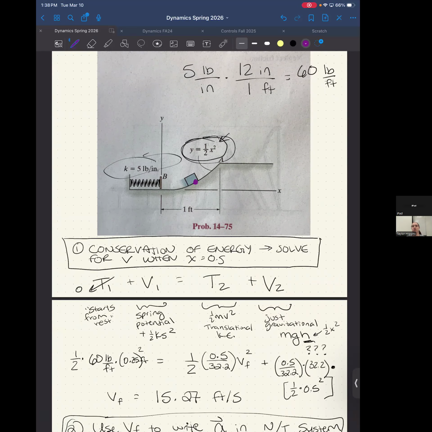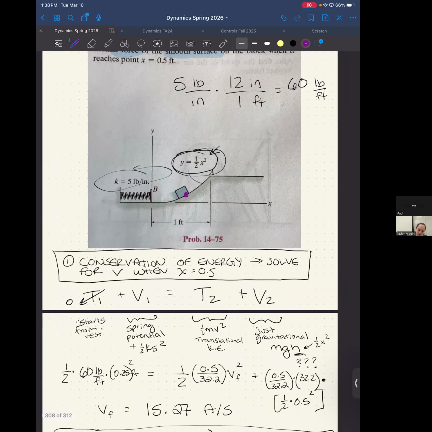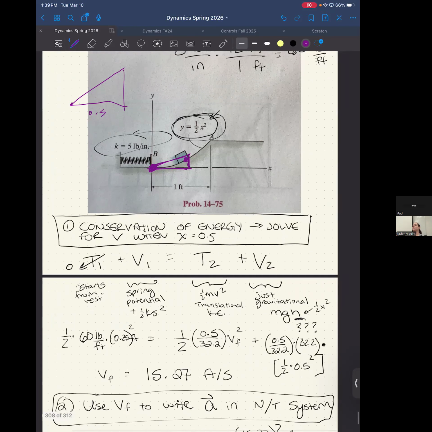Sam's killing himself over here. If you put 1/2 x squared all over x, you get 1/2 times x, which would be 0.25 in this problem. Okay, but what you're describing is 0.5 being the distance from the origin to my block, and then the height of that block at the moment, which is not the same as taking the local derivative of that path and finding how much that path is tilted. Yeah.